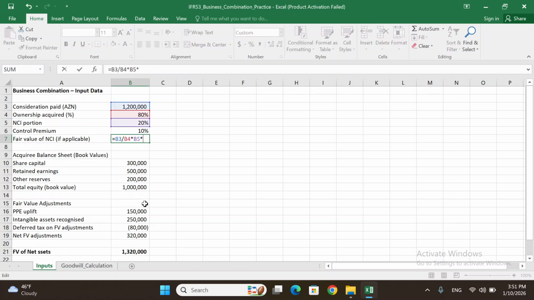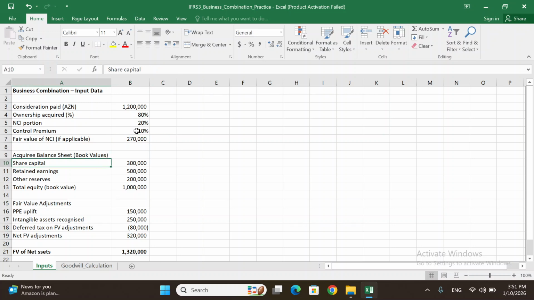I put here 10%. It can be like 10% or 15% in telecom industry and other industries, and after considering this control premium, our fair value is 270k. And let's assume that we have to consolidate this balance sheet of the equity.